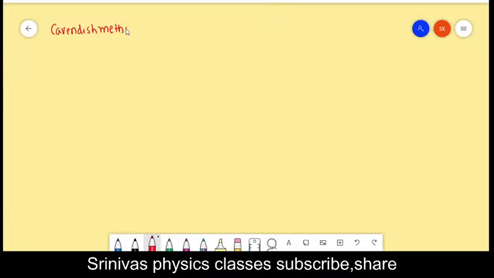Cavendish method to determine capital G. Do you know what the name of capital G is? Can anyone write in the chat box what capital G is? No one is giving a reply. Write in the chat box.